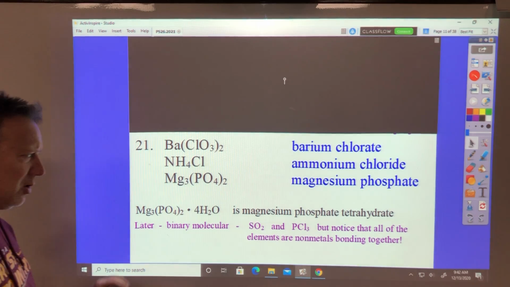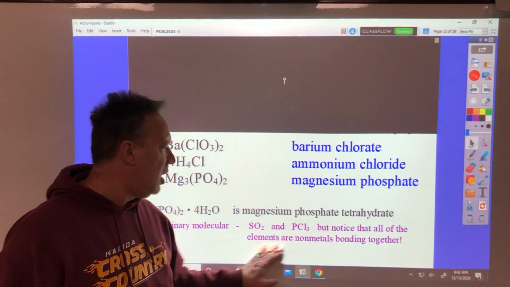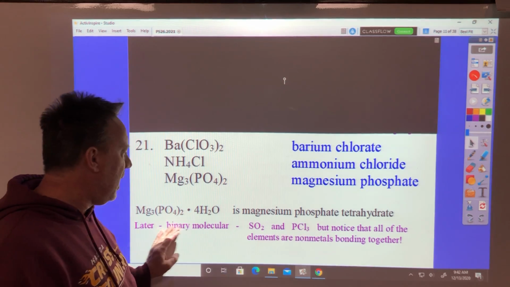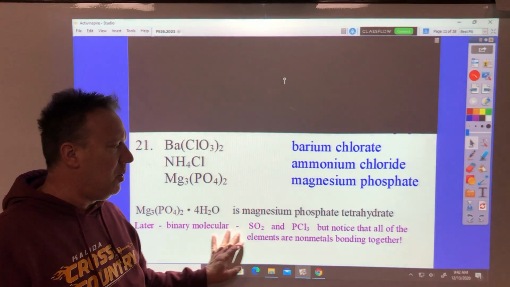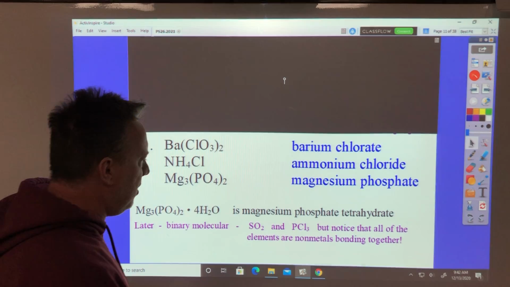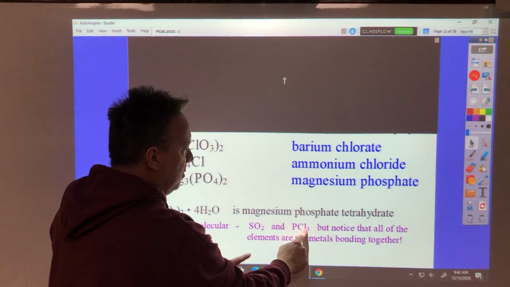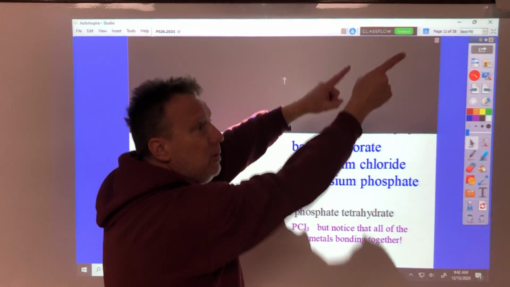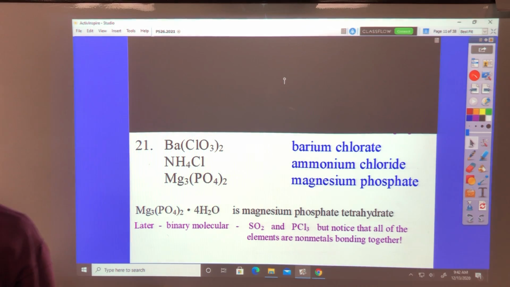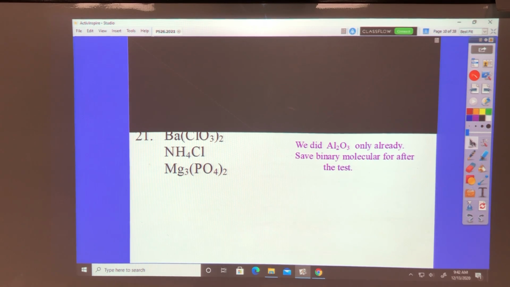So later, the 2 examples that are in here are SO2 and PCl3. Those are binary molecular, so we're not going to worry about those right now. We'll do that after the test. Now I do want you to notice with those, it's S and O, those are both nonmetals. It's P and Cl3, those are both nonmetals. That naming system for covalent compounds where they're both nonmetals is different.